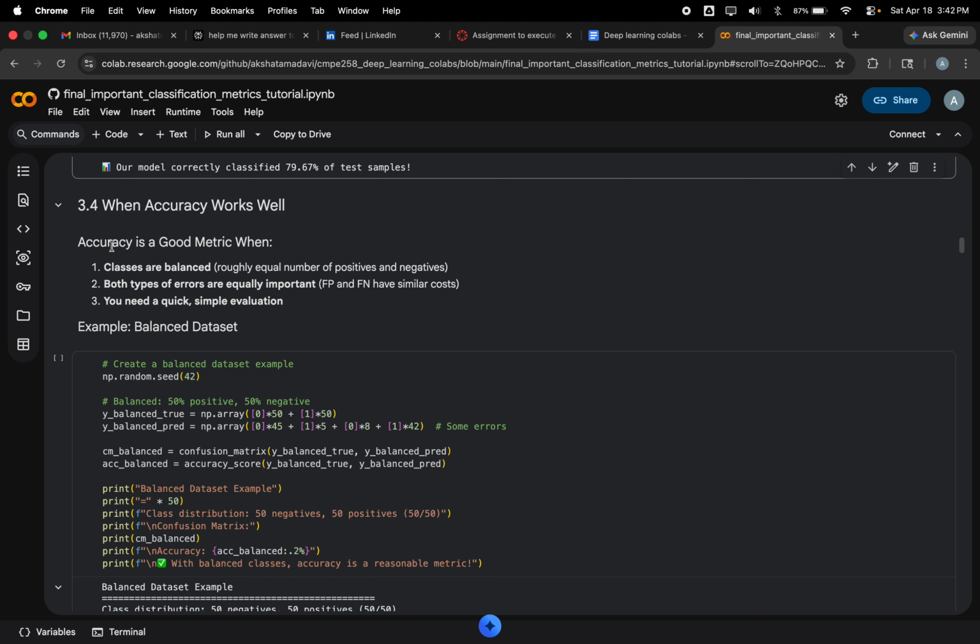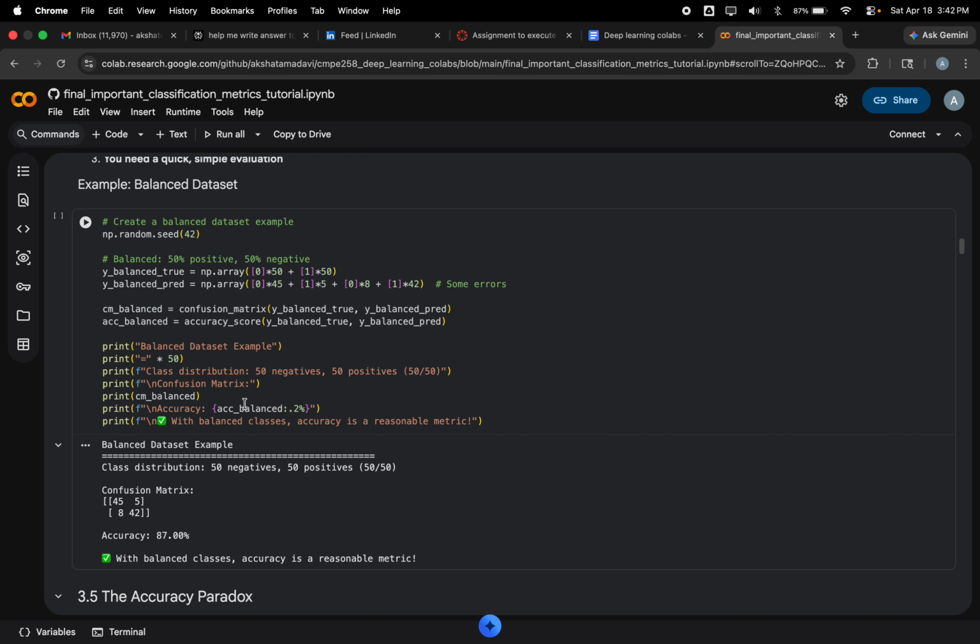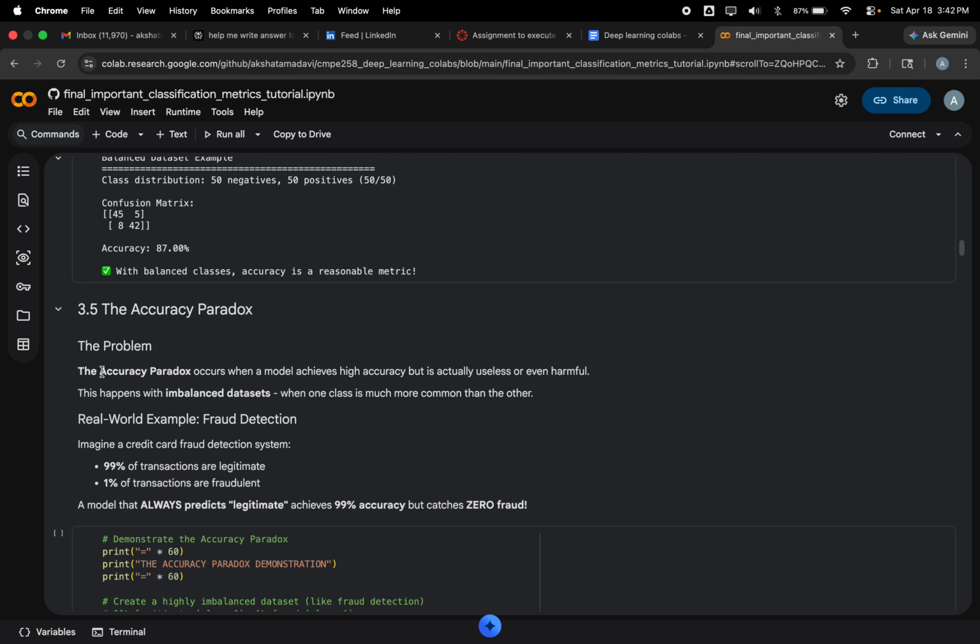So accuracy is a good metric when classes are balanced, so roughly equal number of positives and negatives, and both types of error are equally important. So false positive and false negative have similar cost. If you need a quick, simple evaluation, then we use it, but it won't work if there are imbalanced classes.